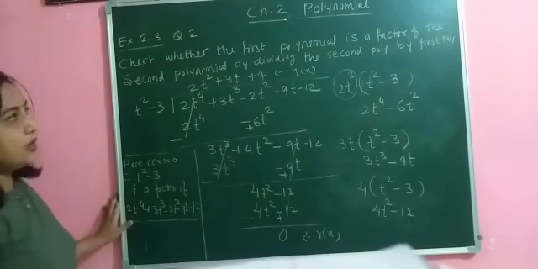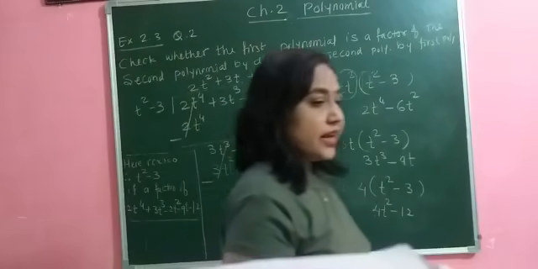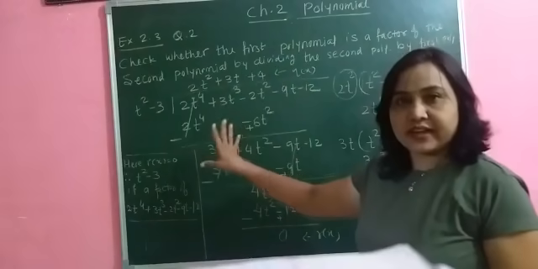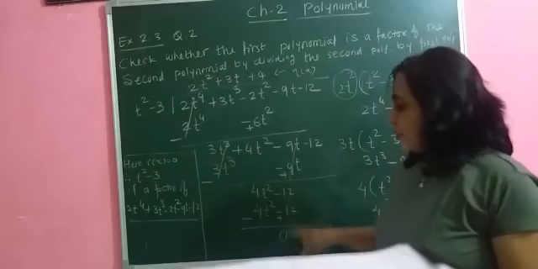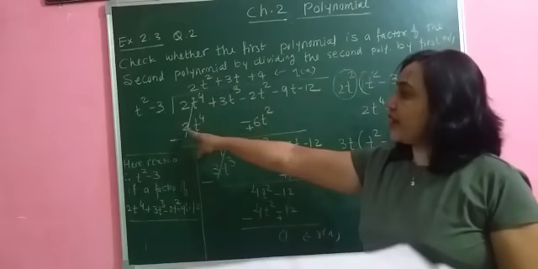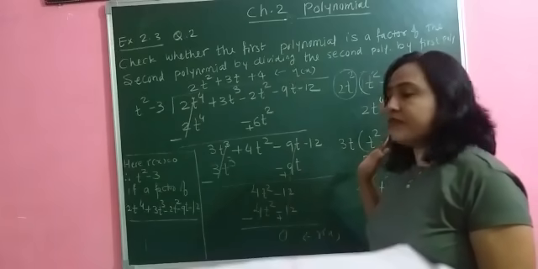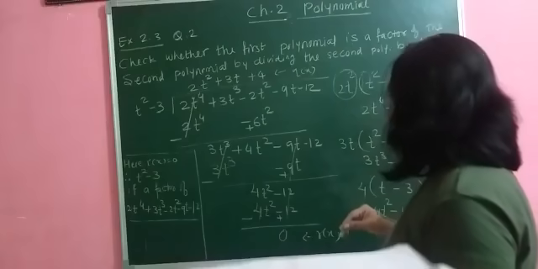Done. Okay. So beta, whenever they are saying check whether it is a factor or not, what you will do? You will just divide. Same method is there. Divide both the polynomials. If your remainder is 0, then it is a factor. If your remainder is not 0, then it is not a factor. Okay. So write down this in your notebook.